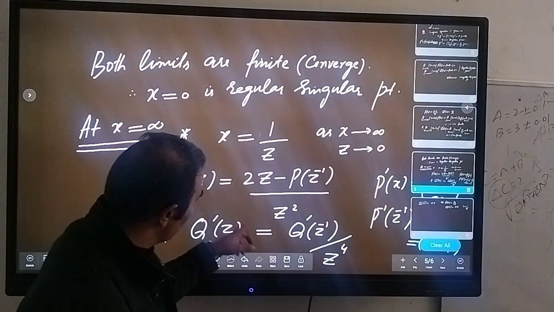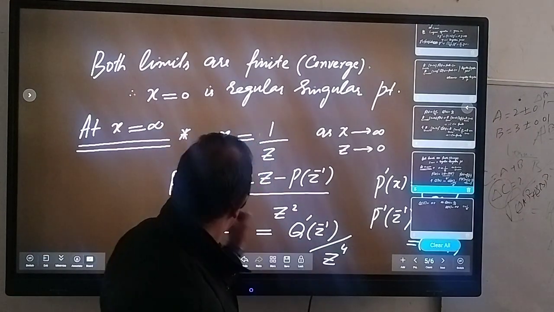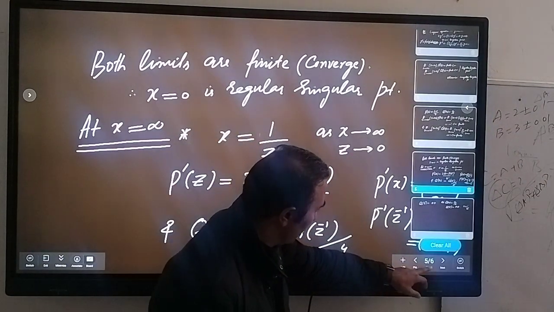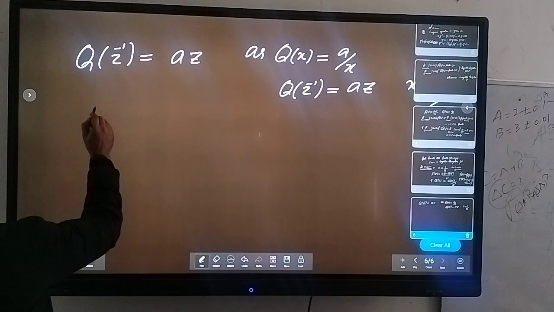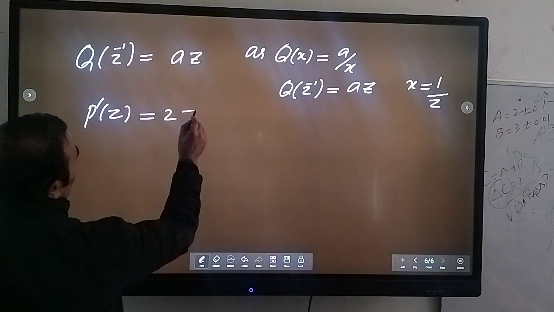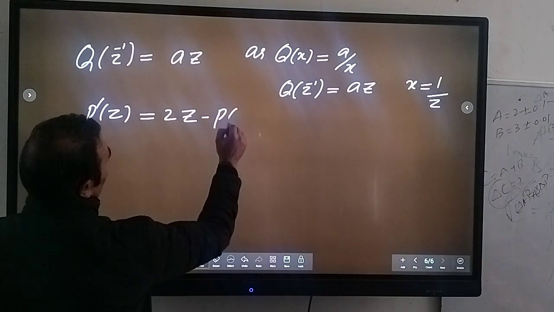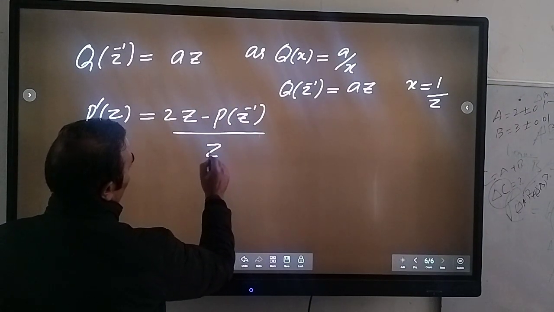We have this p dash of z. So p dash of z inverse is this one. So we can calculate what's p dash of z. So what's our p dash of z here? p dash of z is equal to 2z minus p z inverse upon z.